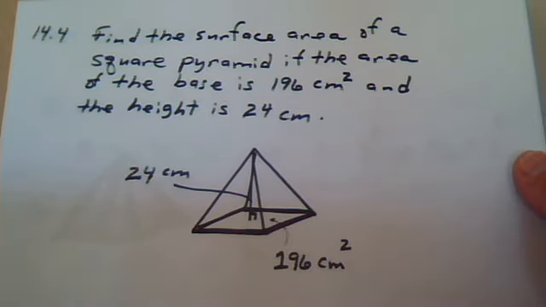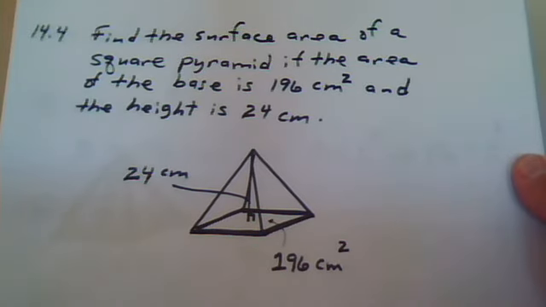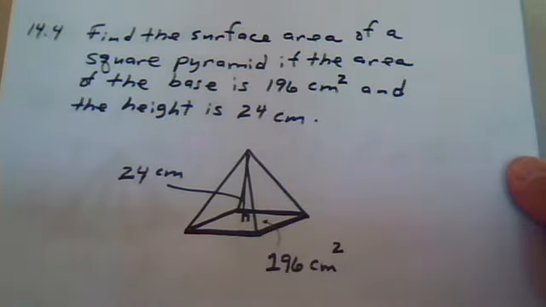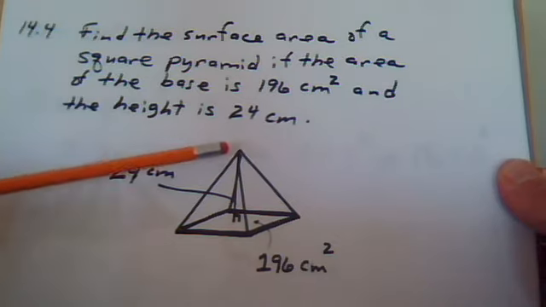Find the surface area of a square pyramid if the area of the base is 196 square centimeters and the height is 24 centimeters. So here is our square pyramid. Here's the height, 24 centimeters.